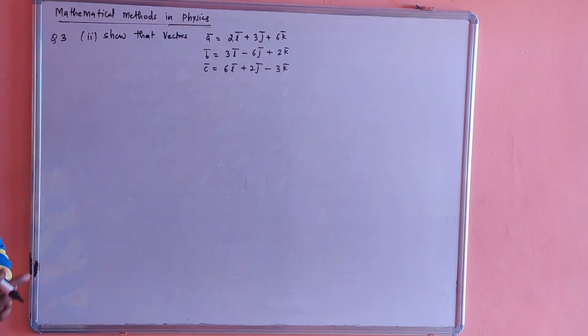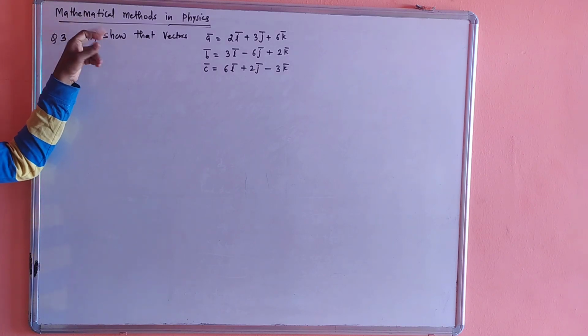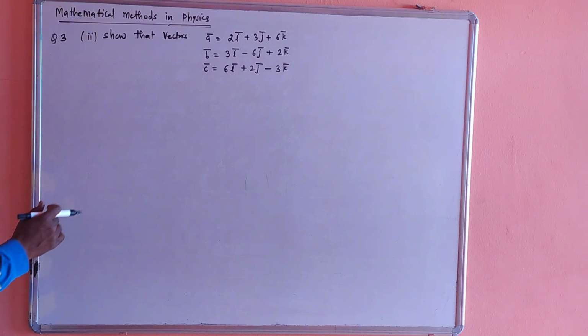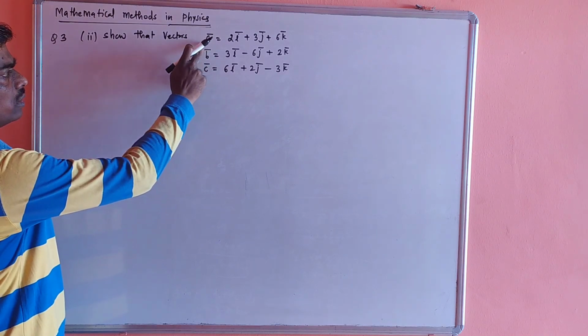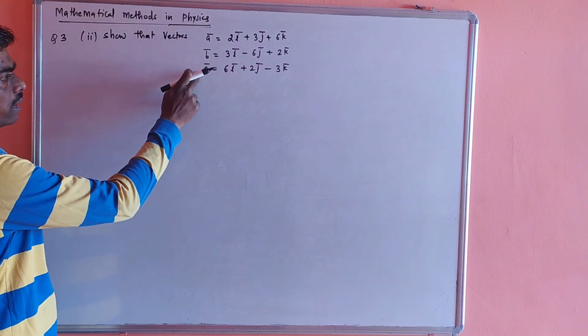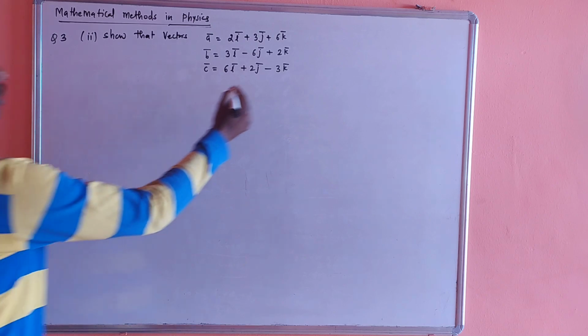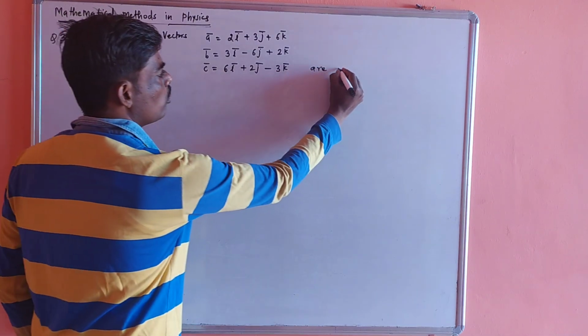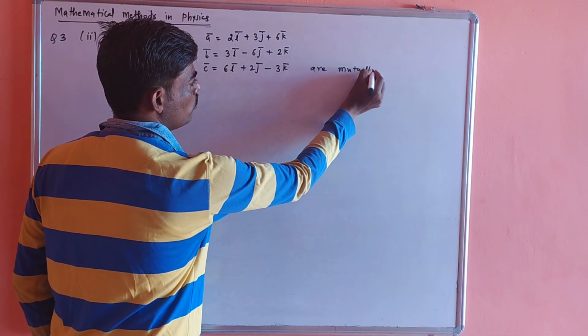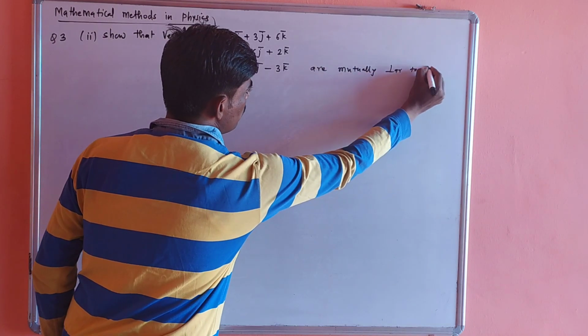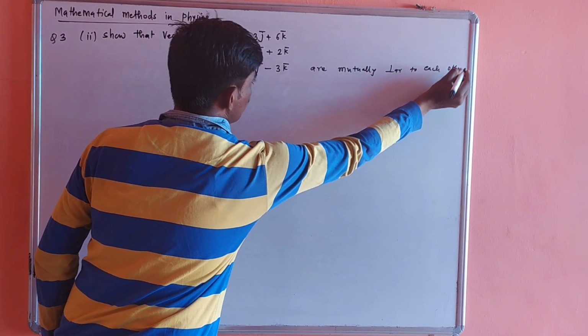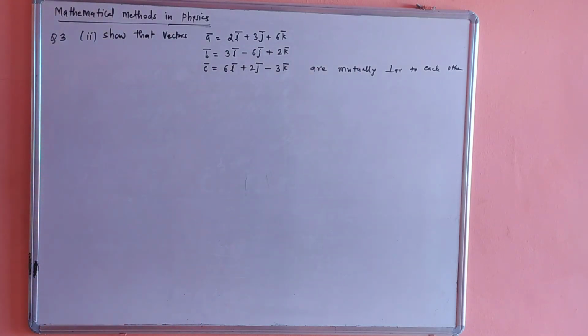This is problem number 2 from question 3, and the unit is Mathematical Methods in Physics. So show that vectors, these are three vectors, vector A, vector B, vector C, and we have to prove that these three vectors are mutually perpendicular to each other. So that is the proof.